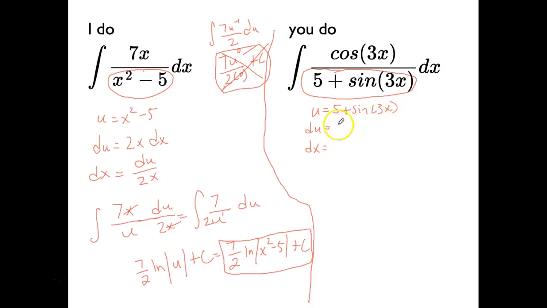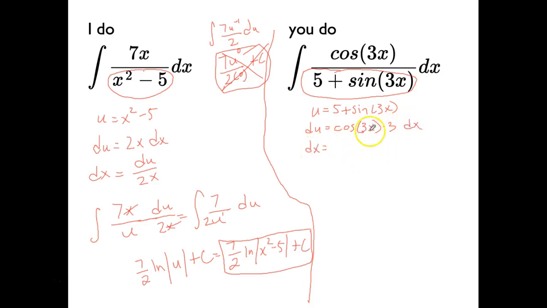Okay, now I'm going to take the derivative. The derivative of 5 is nothing. The derivative of sine is cosine of, and remember you leave that alone, and this is chain rule, times 3. Yeah? And then don't forget your dx at the end of that.